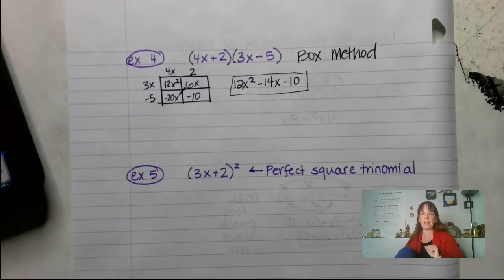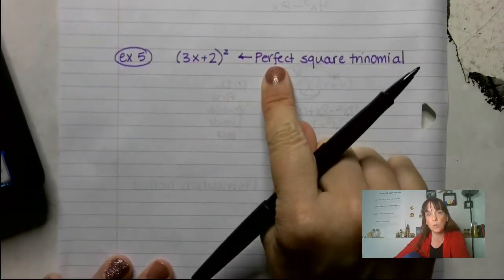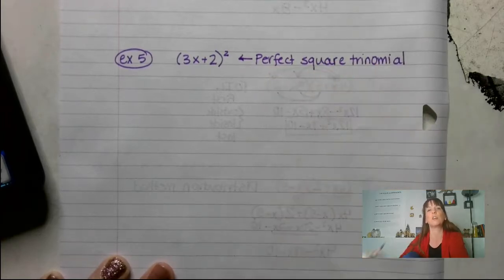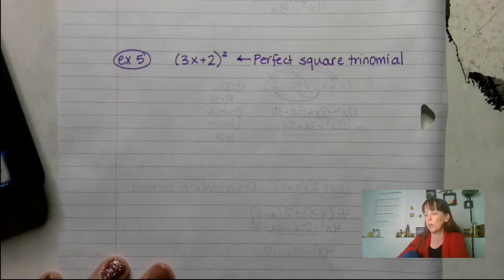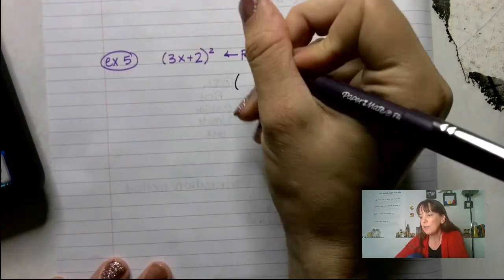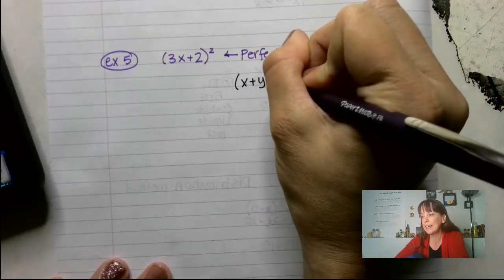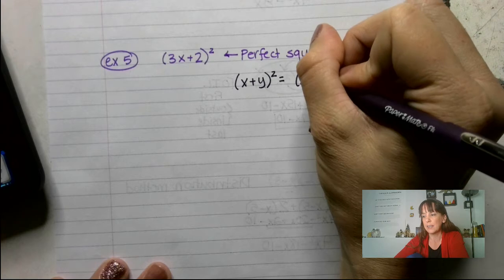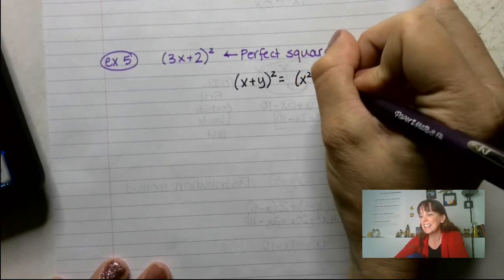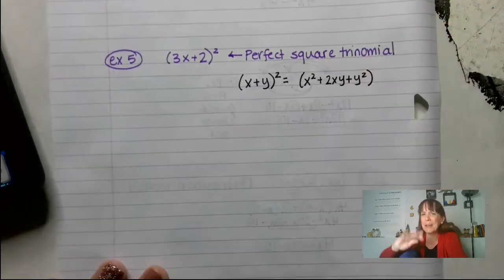So the three different methods. Now, one thing that you will need to know on our next one is called a perfect square trinomial. You want to throw this on your cheat sheet somewhere, something that you can reference. Here's what you want to put on your cheat sheet. If you have x plus y squared, it equals x squared plus 2xy plus y squared. What does that all mean?